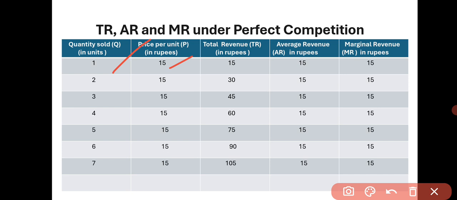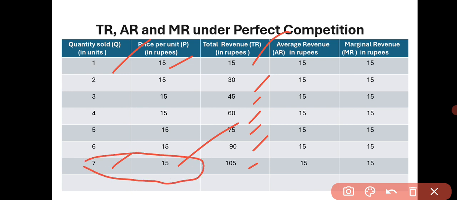You see, 1 unit of the commodity was sold at 15 rupees, means total revenue 15 rupees. Similarly, with an increase in the amount sold at a particular price, that is at 15 rupees, total revenue becomes 15 rupees, 30 rupees, 45 rupees, 60 rupees, 75 rupees, 90 rupees and 105 rupees, just by multiplying the quantity with the price. 7 into 15 is equal to 105, right? So this is how total revenue is calculated.